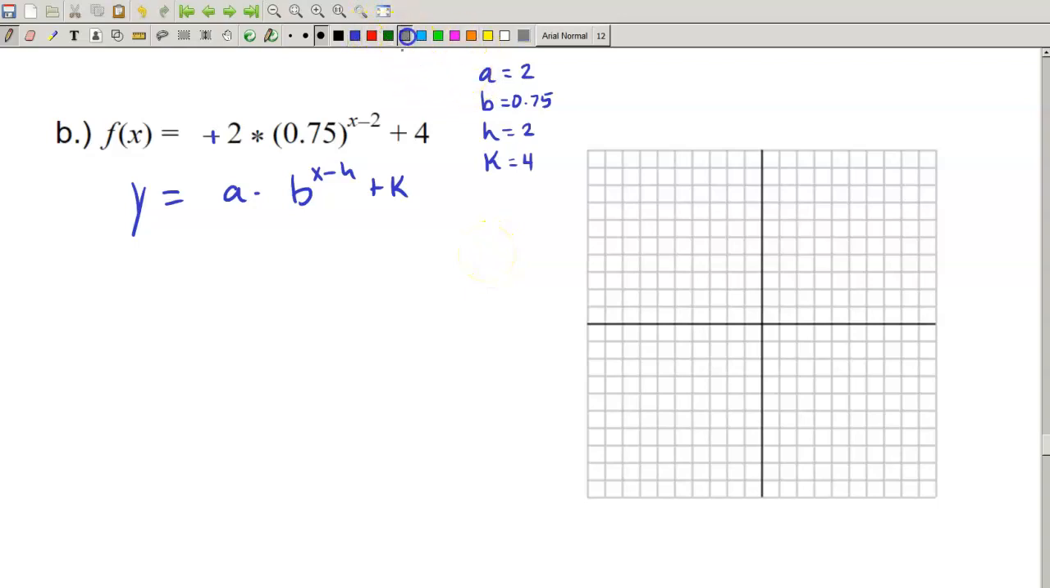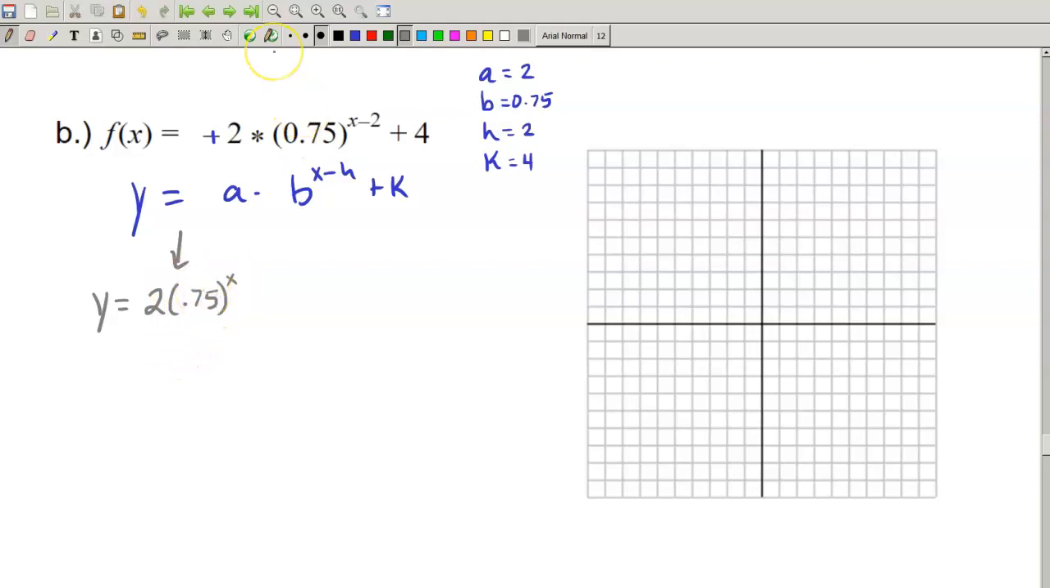All right, so what are we doing first? We're first going to graph the base function without the h and the k involved. We're going to assume that h and k are just 0. We're not even going to worry about that. So we're going to be looking at y equals 2 times 0.75 to the x.